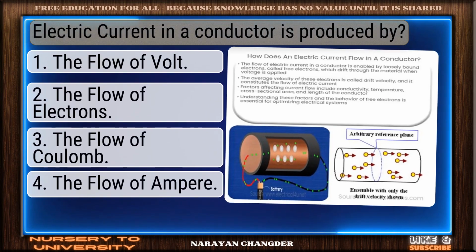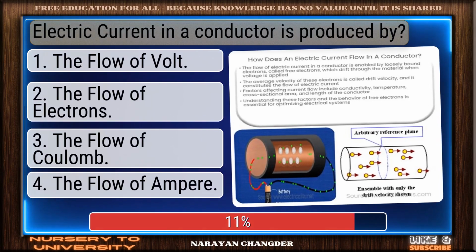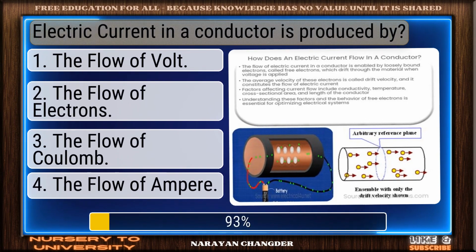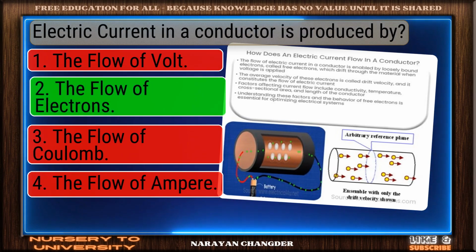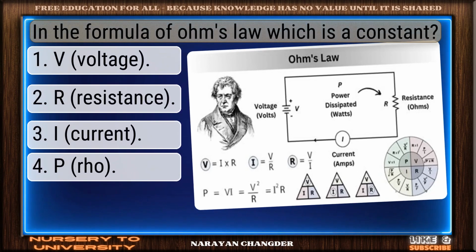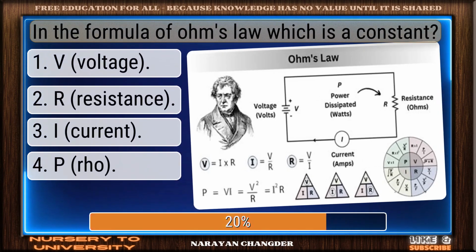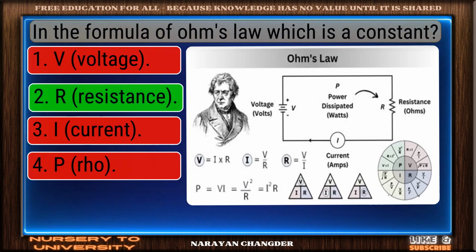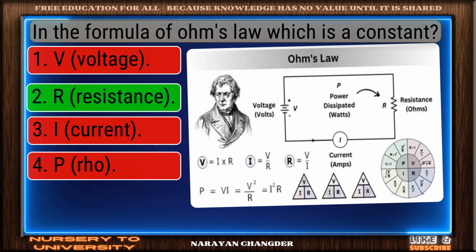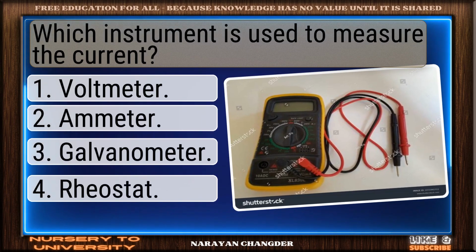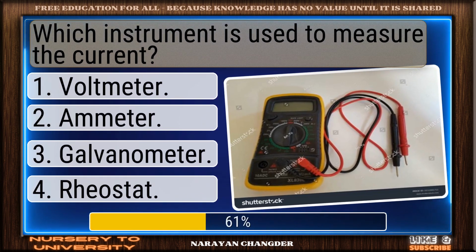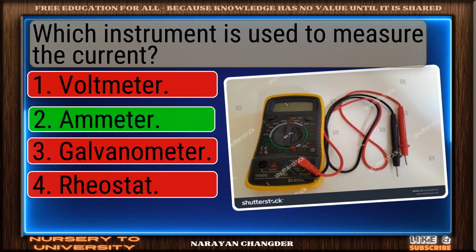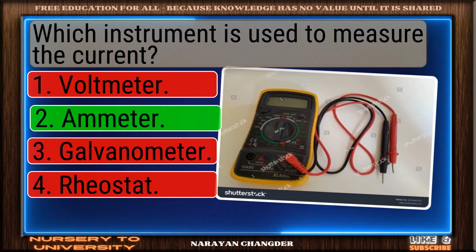Electric current in a conductor is produced by. Right choice. The flow of electrons is best. In the formula of Ohm's law, which is a constant? You're right. R is correct. Which instrument is used to measure the current? Great thinking. Ammeter is right.